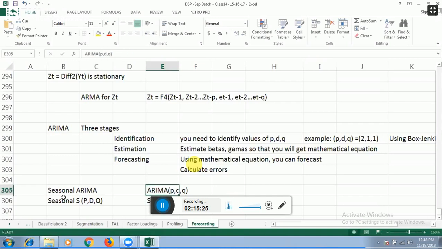ARIMA is used if the data is stationary and there is no seasonality, no cyclicality. But if the data has some kind of seasonality and non-stationarity, you will use seasonal ARIMA. That means the data will be aggregated yearly, and you will calculate the PDQ values for that new series, and that is what we call a seasonal ARIMA.